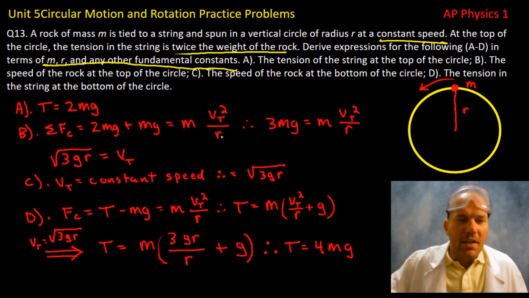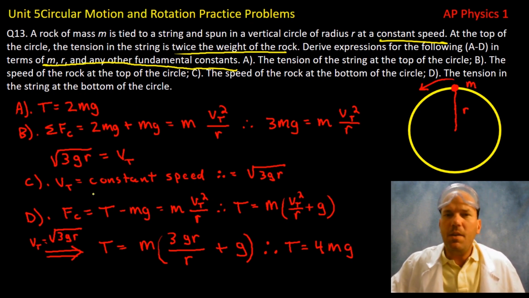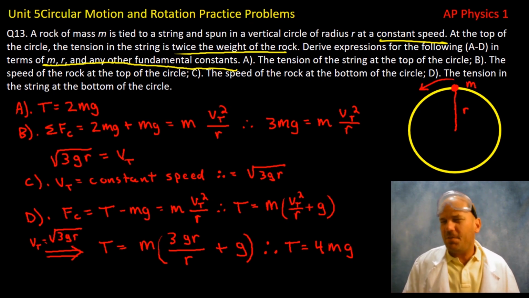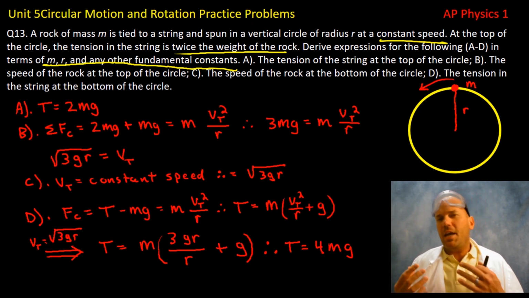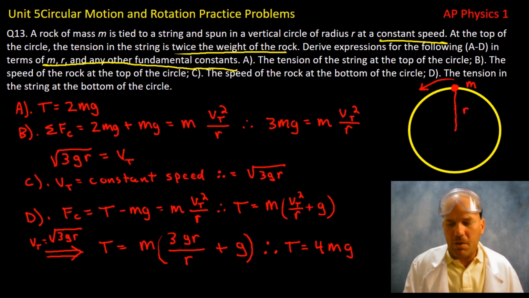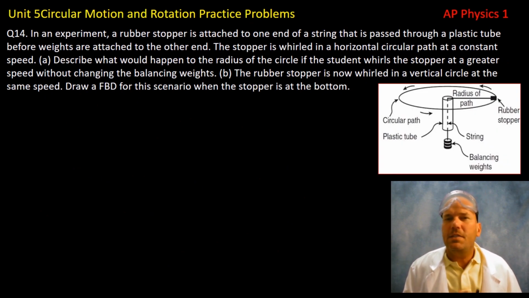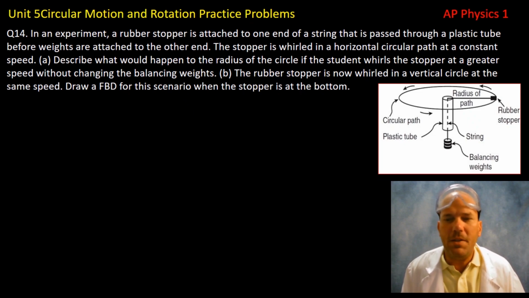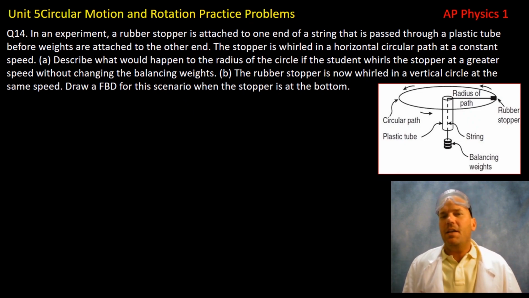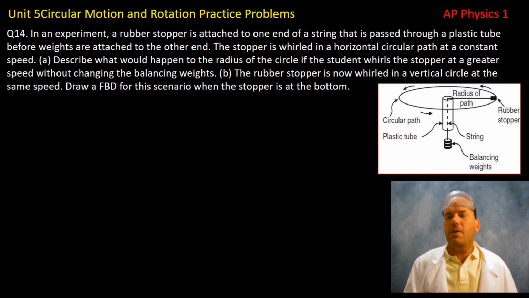In fact, it's twice the magnitude of the tension at the top of the loop, which makes sense from our earlier intuition and from questions 10, 11, and 12 when we analyzed roller coasters. All right, number 14, here we have an experiment. This is the exact experiment that you did in part 1 of AP Lab number 8. And so we have a rubber stopper and we're twirling it around and we're asked a couple questions here.